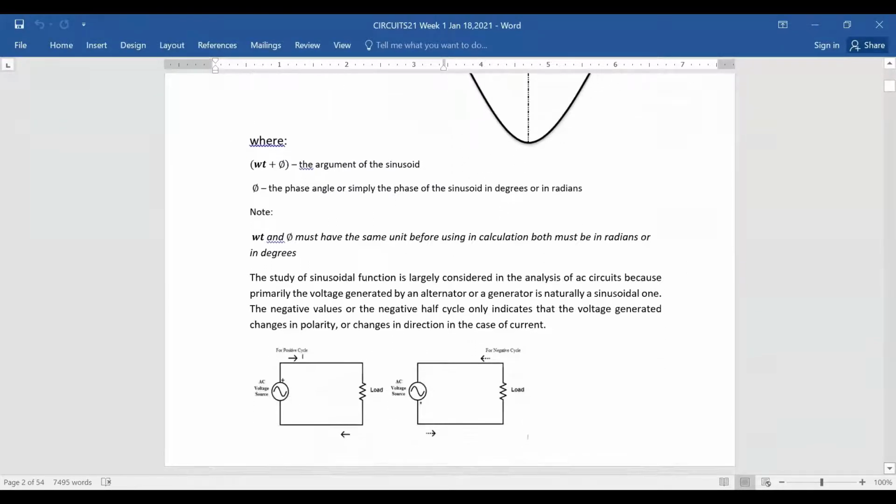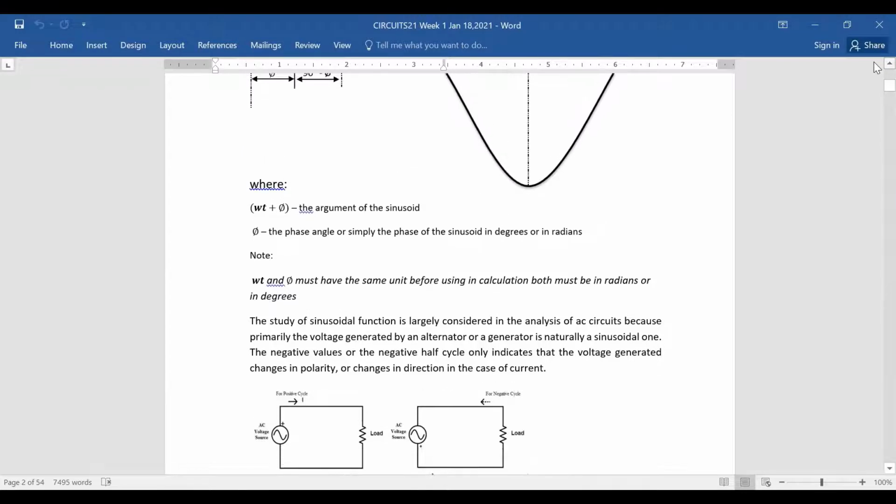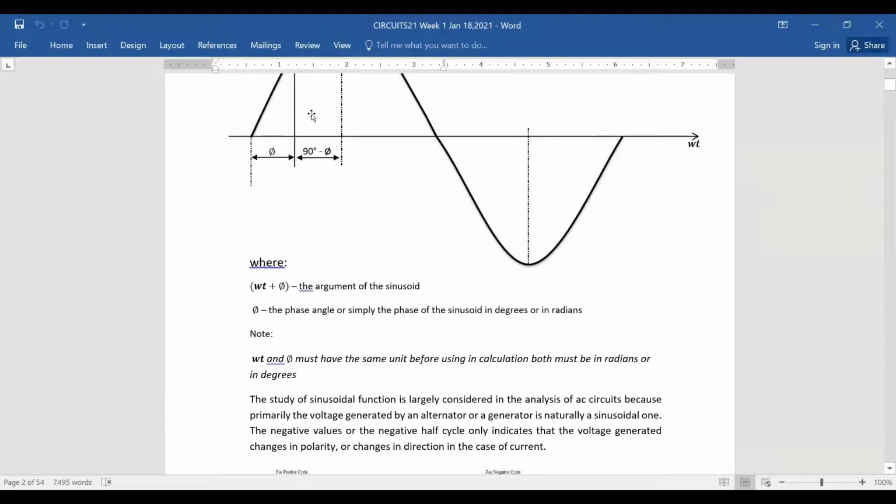So there is an illustration here where it says that the negative values, or the negative half cycle, only indicates that the voltage generated changes in polarity, or the direction changes in the case of current. Say for example, in our illustration here, as I mentioned a while ago, we have the positive half cycle and the negative half cycle. The positive half cycle corresponds to the positive polarity of our voltage, and the negative half cycle corresponds to the negative sign of our voltage.